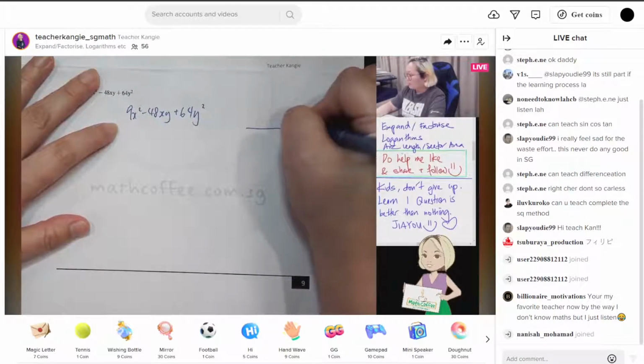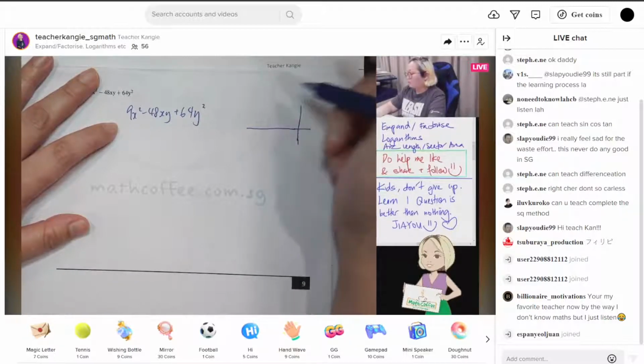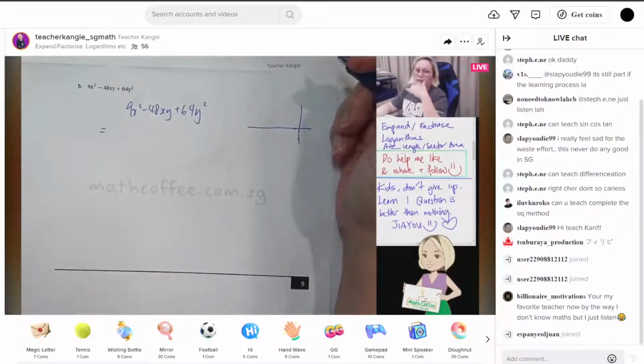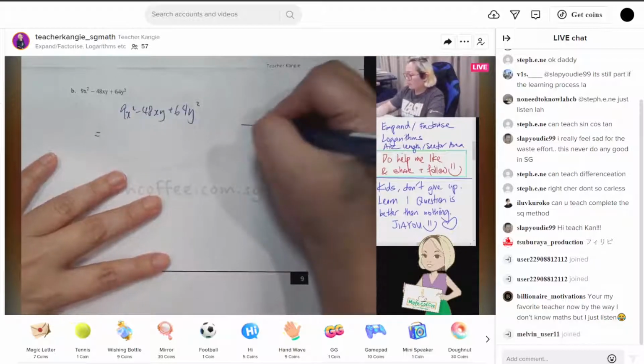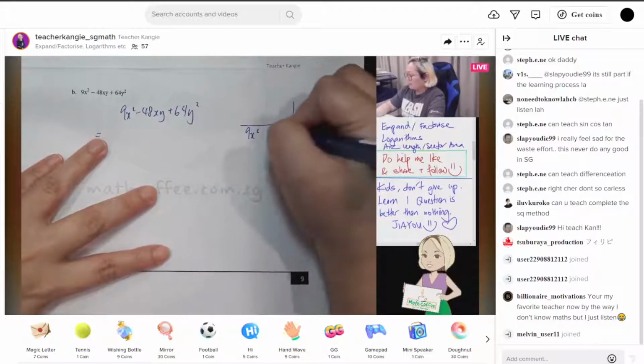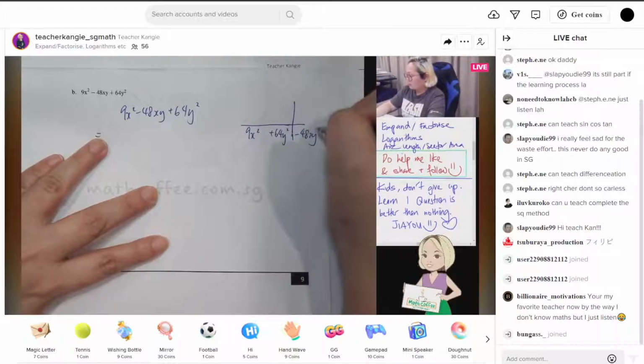Some students ask me whether I can use an identity to factorize this one. Actually, when I see 3 terms, I straight away just use the cross method. It's not necessary to use an identity, okay? Identity is only useful for expansion. So over here, 9x squared plus 64y squared minus 48xy.